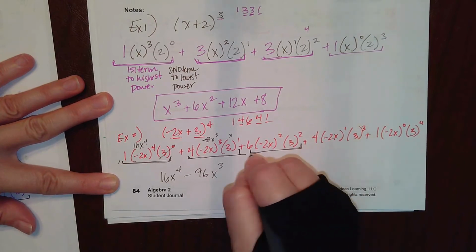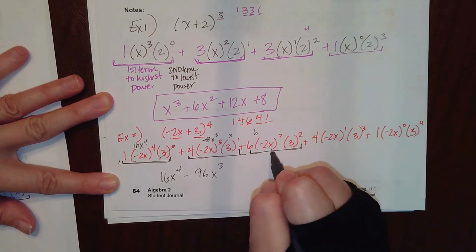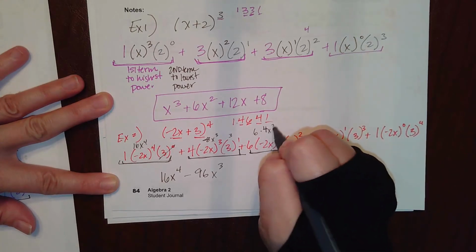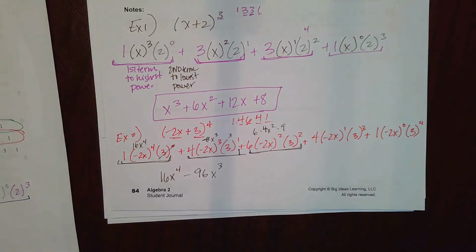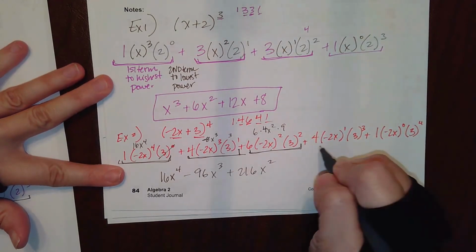Okay, moving along. So now I have 6. Negative 2x squared would give me positive 4x squared. And then 3 squared is 9. So put that in your calculator. 6 times 4 times 9 gives me 216x squared.